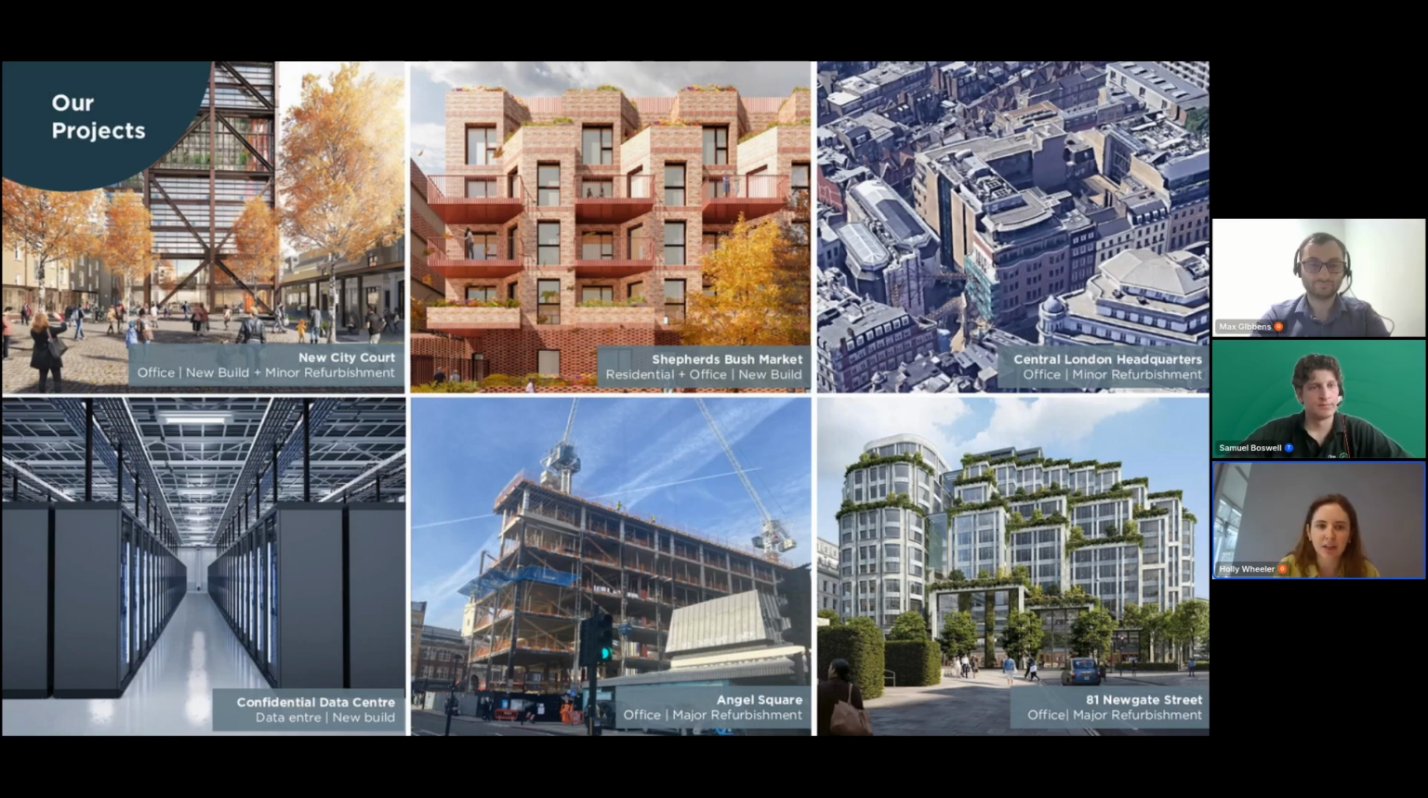Some key ones to point out: Angel Square at the bottom middle. That picture is actually one I took myself, so you can see the retained structure in the picture there that they'll be reusing. Another good example is 81 Newgate Street in the bottom right. That is a major refurbishment where they're taking the existing facade down, reconditioning it, and then replacing it into the new building. So that's a great story in terms of embodied carbon and reuse.